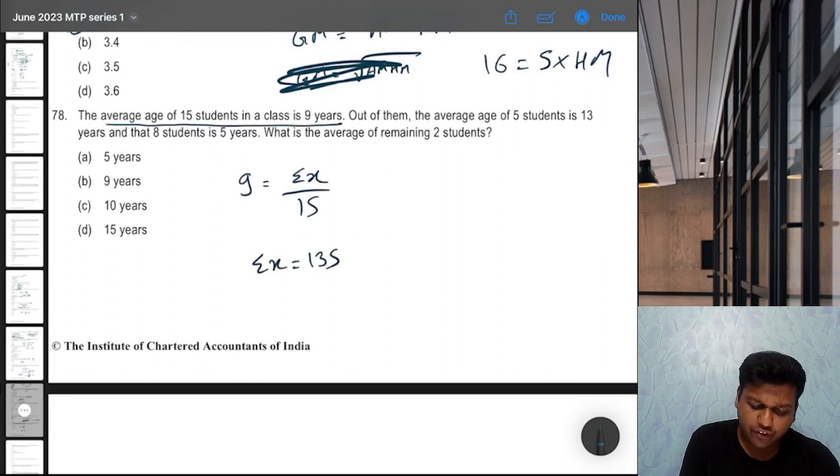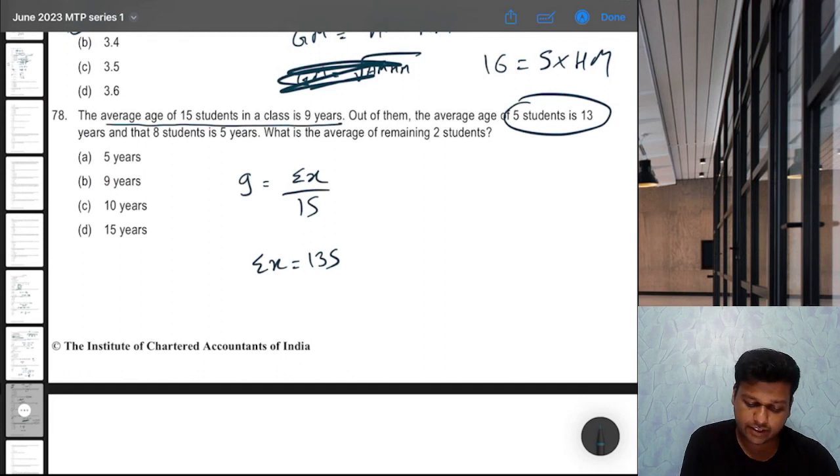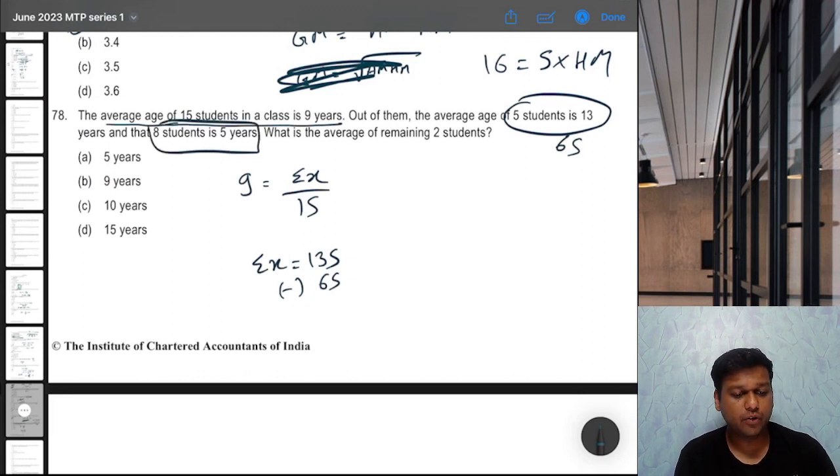From this, they are saying for 5 students, average is 13. So what will be their total? 13 into 5, that is 65. Let's subtract it. So minus 65. Then for 8 students, average is 5 years. So 8 into 5, 40.